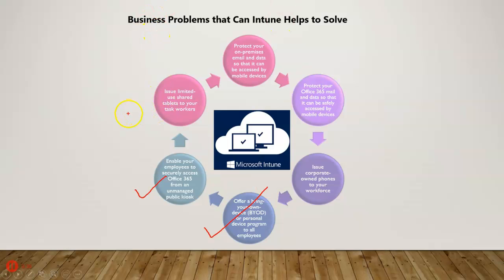So these are the use cases we can talk about so far. We talked about on-premises, Office 365, corporate-owned phones, and bring your own device. We also talked about public kiosk machines, or shared devices in other ways. We also talked about issuing limited shared tablets, and then we can apply conditional access or application protection policies. Then we can secure our data, in fact the company's data. That's all about Intune, the challenges which can be addressed by Intune. Now let's jump into the next level of demos to better understand how it really helps.